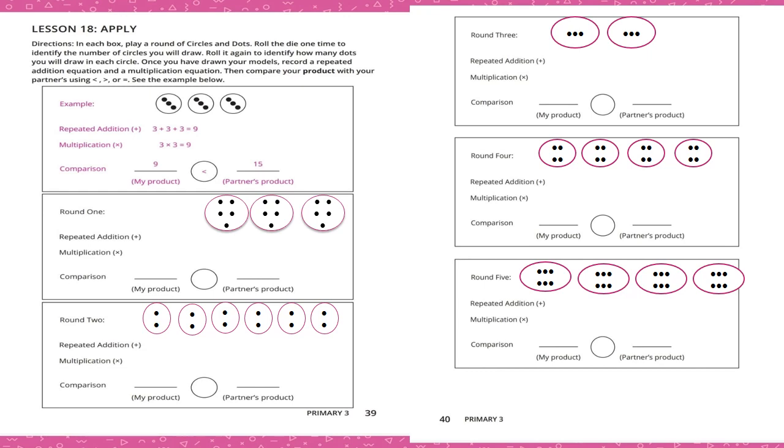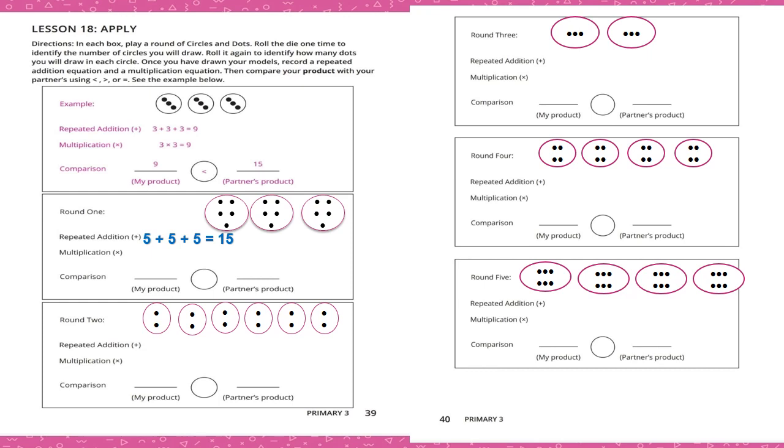In round 1, I gave you these 3 groups. Each group contains 5 dots. Let's find the repeated addition equation. How many groups do we have? 3. Each group contains 5. So to find the total by repeated addition, we can add 5 plus 5 plus 5 equals 15, or by skip counting 5, 10, 15.